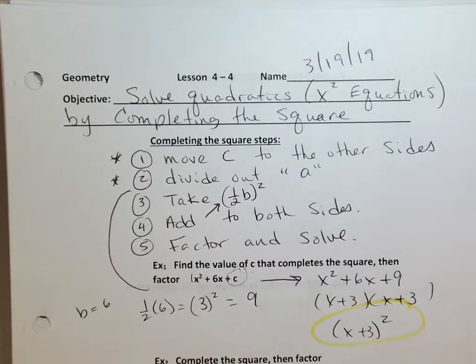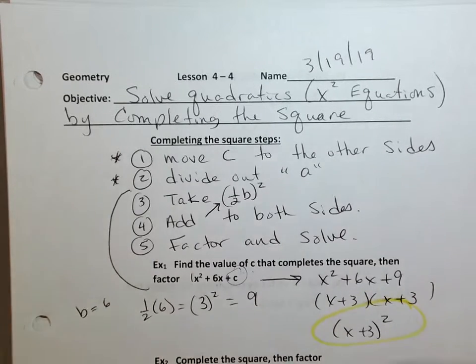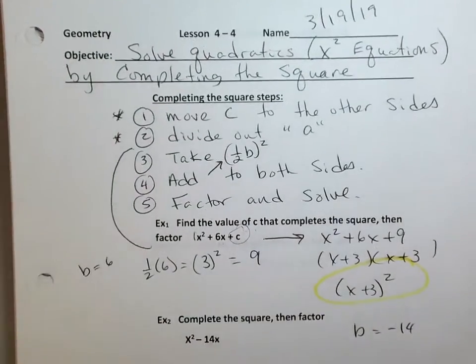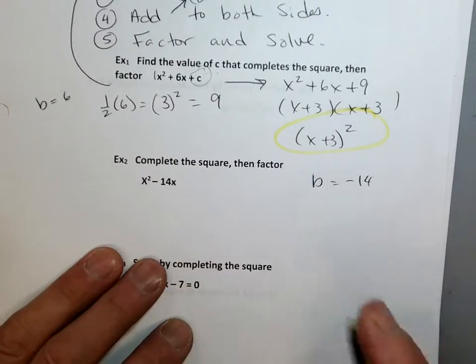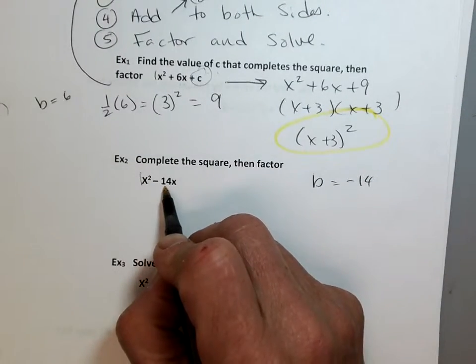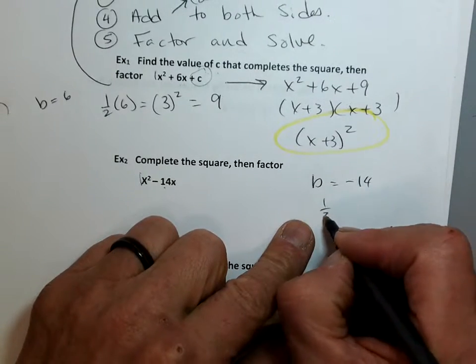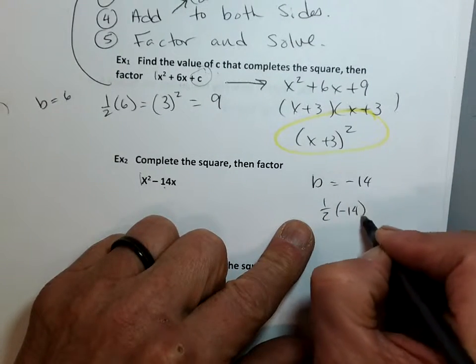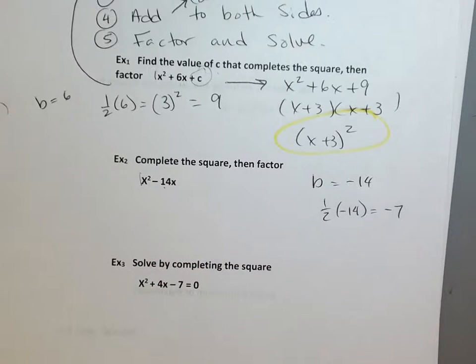Now, let's look at number 2. Same thing. There's no equal sign, so let's just do step 3 and 4. First of all, what is B? B is negative 14, everybody agree? So A is 1, B is negative 14. Let's take half of that. What's half of negative 14? Negative 7, everybody agree?